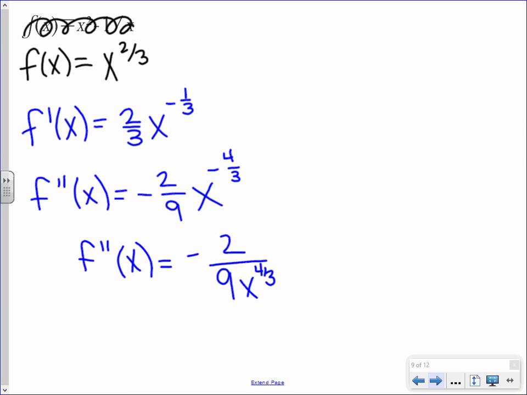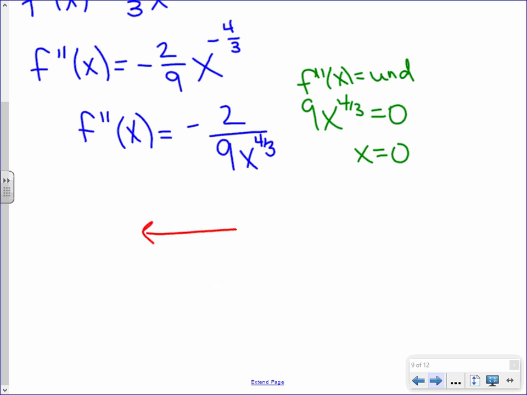Our second derivative is undefined where? At 0. If we set our denominator equal to 0, our possible point of inflection would be 0. So on our number line, remember we're labeling it as our second derivative, 0 here.